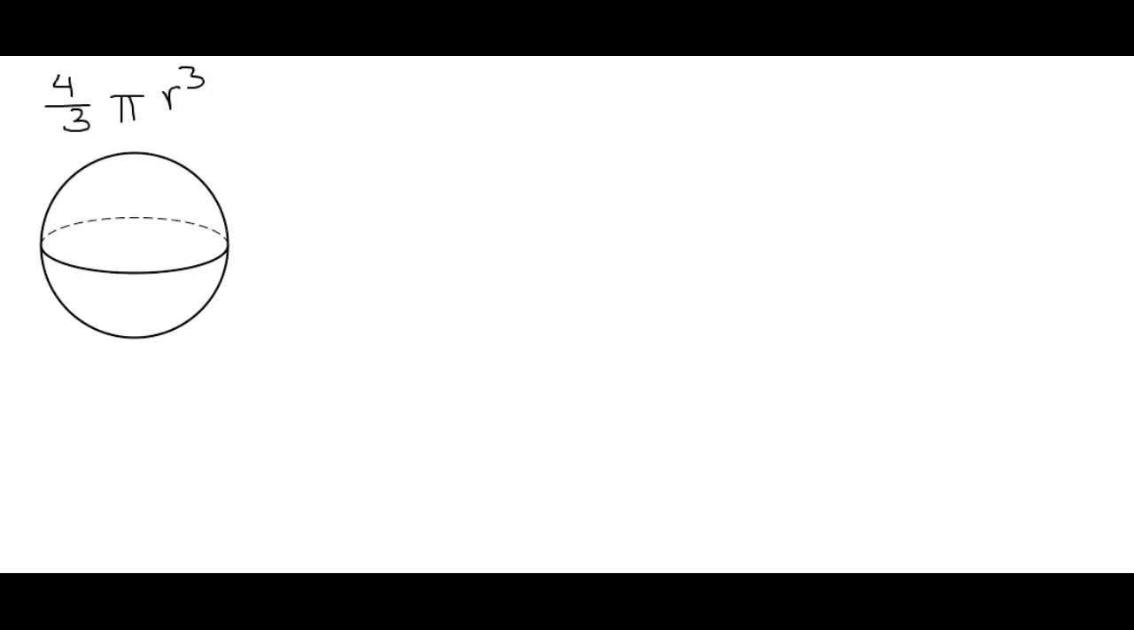We have a sphere. The volume of a sphere is 4 divided by 3 times pi times radius cubed. And the radius goes from the center of the sphere to a point on the outside. Usually we just go directly to the right. It really could go straight up or at an angle, but usually it's just labeled from the center to the right side of the sphere.